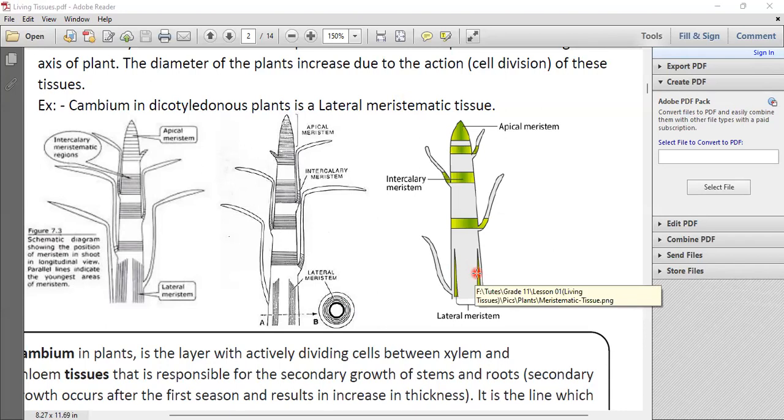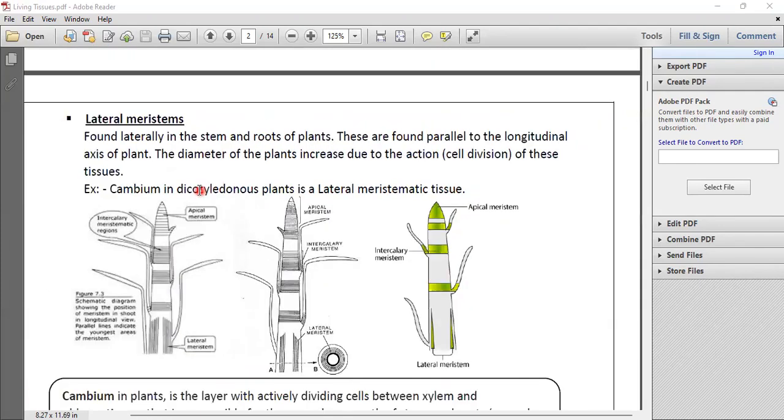Lateral meristematic tissue එකේ තියෙන cell number එක වැඩි වෙනවානේ. Once the lateral meristematic tissue does cell division, what happens? The cell number increases in the lateral meristem. So then the stem broadens, right? So then it says example where the lateral meristems are found.